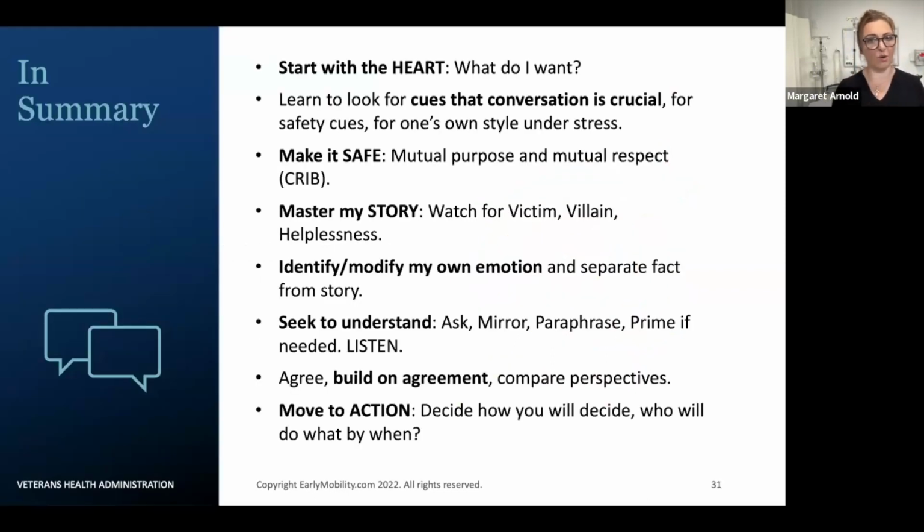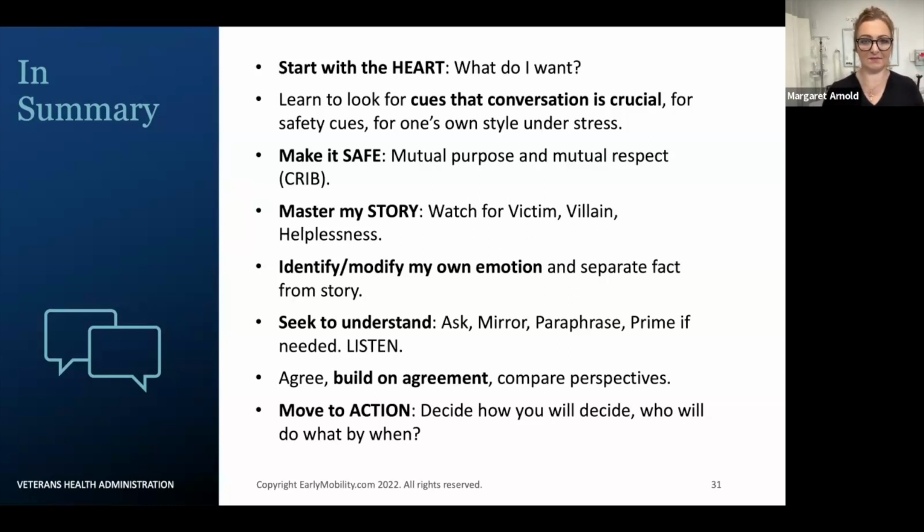So in summary, start with the heart. What do I want? Look for cues that this conversation might be crucial. Safety cues, recognize them. Look for your own style under stress. Make it safe. Identify the mutual purpose and mutual respect. Master your story. Watch for the victim, the villain, and the helplessness. Identify and modify your own emotion and separate fact from story. Seek to understand. Take the time, ask, mirror, paraphrase. Let me make sure I've understood you. Is this what you're saying?